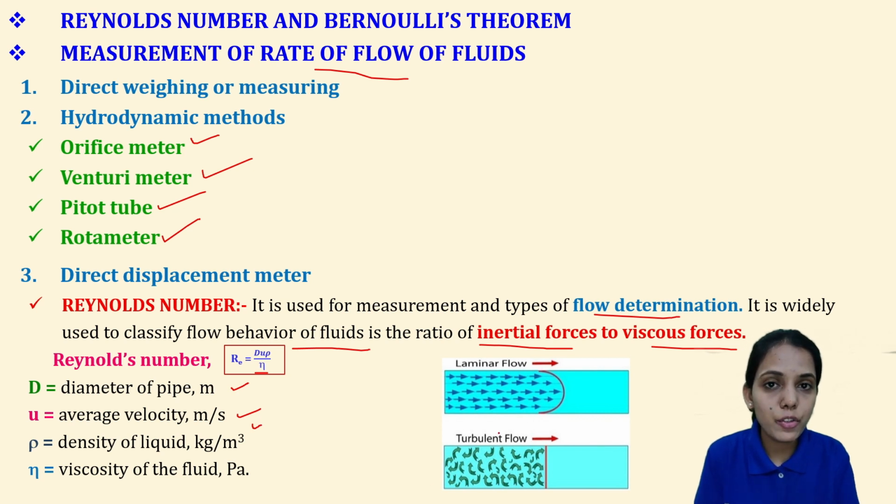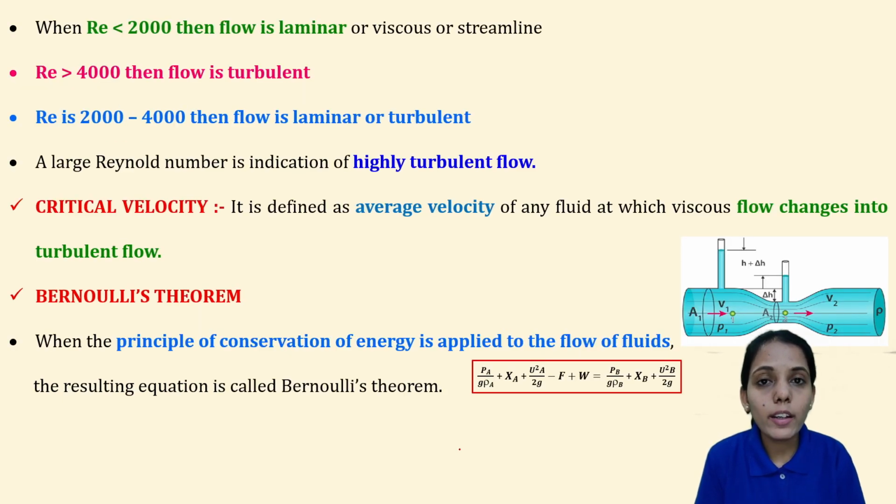And if it is a straight one, it is known as laminar flow. If it is random or turbulent, it is known as turbulent flow. Now let's see what is the significance of this Reynolds number.